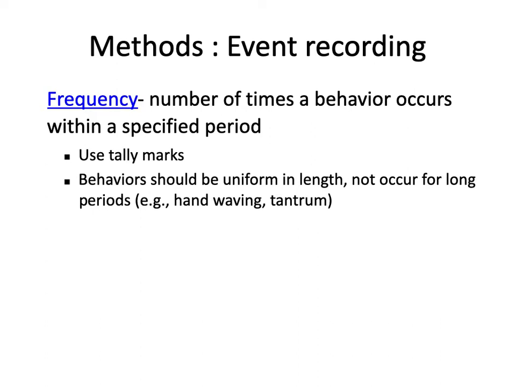So the observation time should be identical through the sessions, and within that 10-minute observation period you set, you will observe how many times the target behavior you want to observe occurs, so you can simply use tally marks. You can use frequency for a behavior that is uniform in length, like hitting. You should not use frequency for a behavior that occurs for a long period, like hand waving or tantrum.